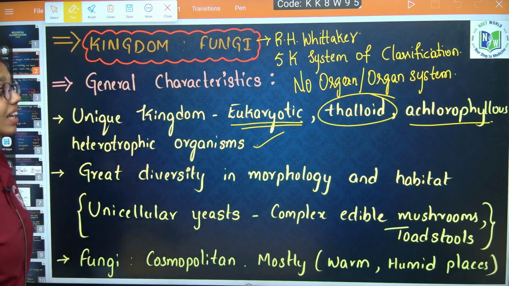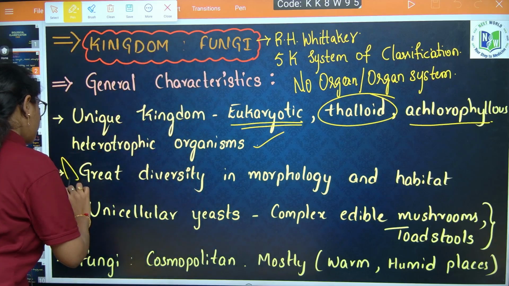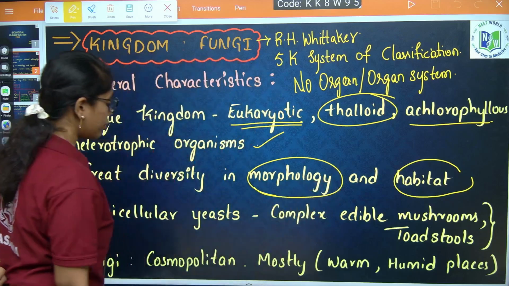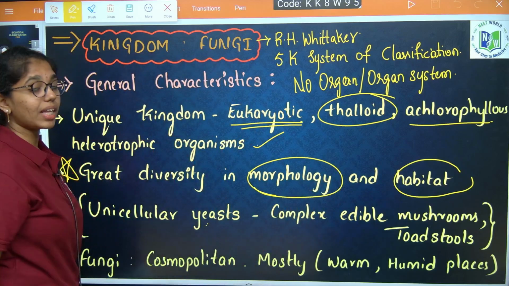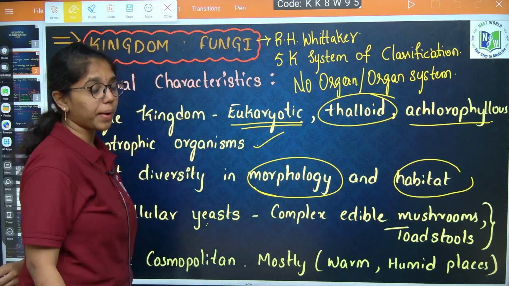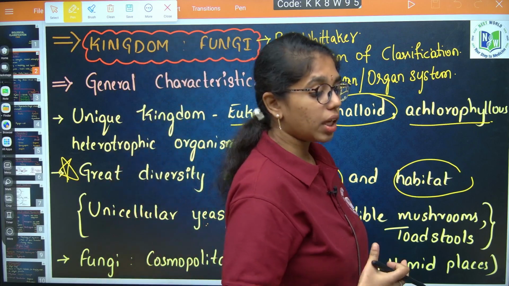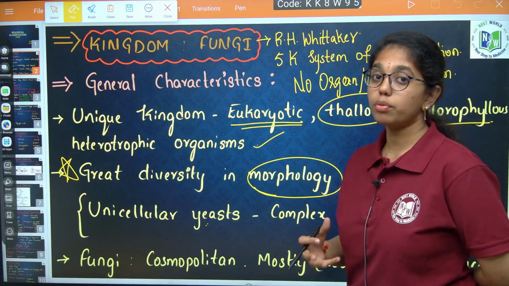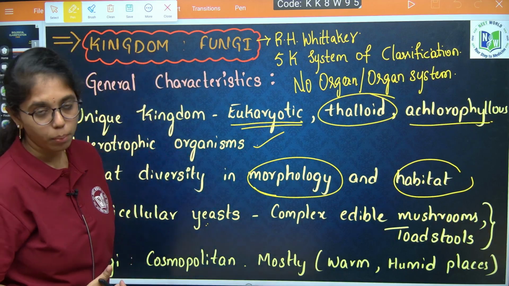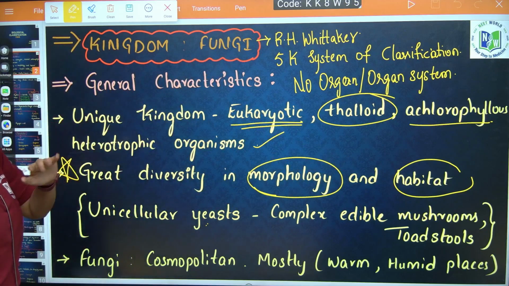If you see, there is great diversity in morphology and habitat in the kingdom fungi. In morphology, you can see everything from unicellular yeast, that is Saccharomyces cerevisiae, to complex edible mushrooms and toadstools. If the question is asked like most metabolic diversity is shown in which organism or which kingdom, then your answer should be Monera. Metabolic diversity is shown by the kingdom Monera. Diversity in morphology and habitat is shown in the kingdom fungi.